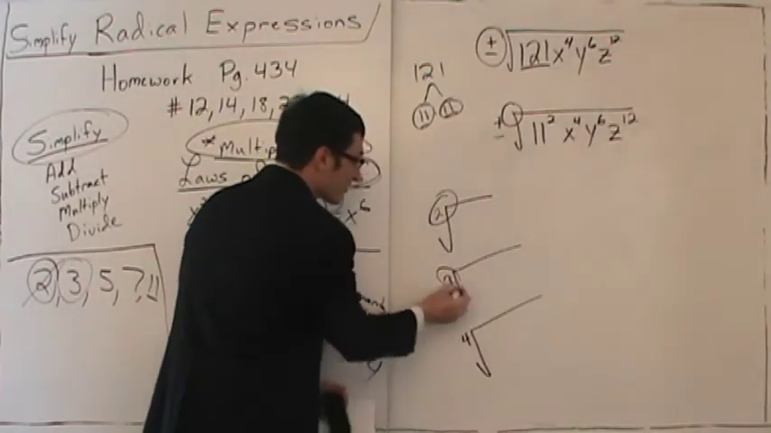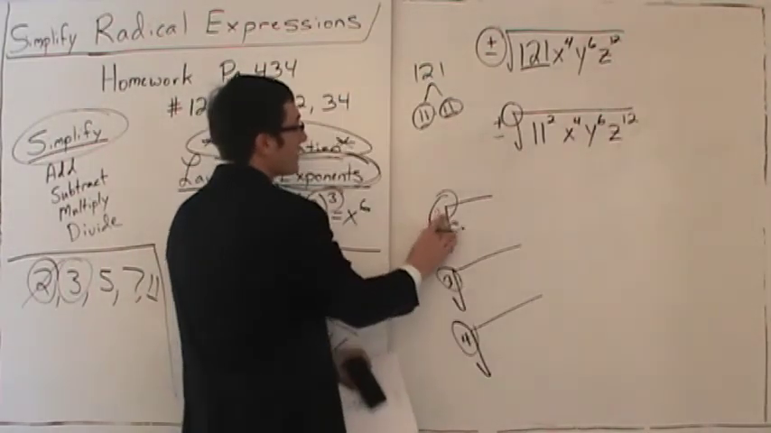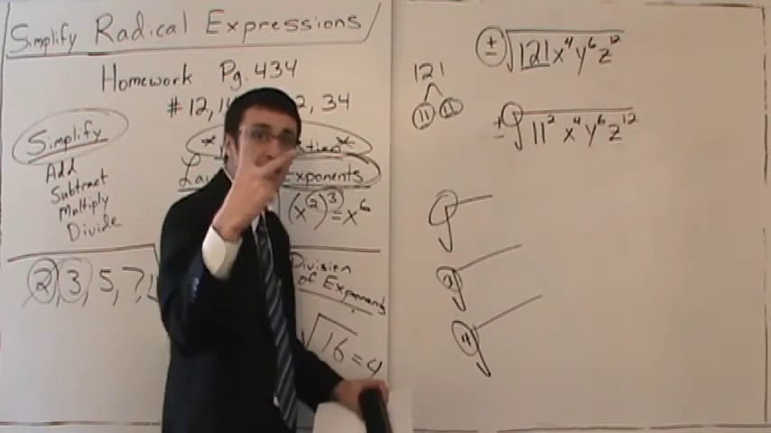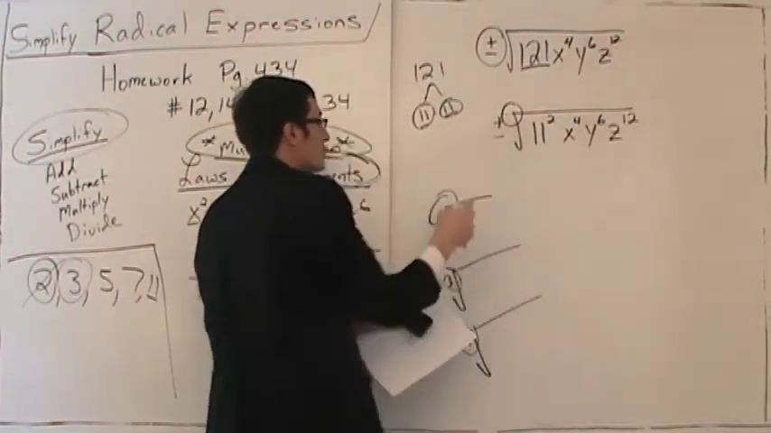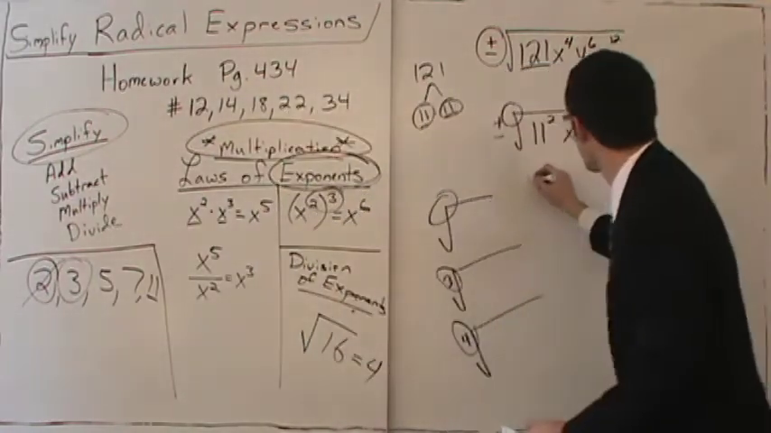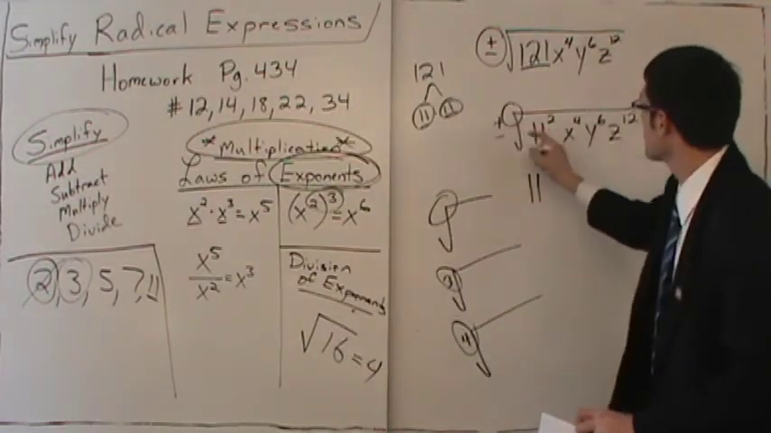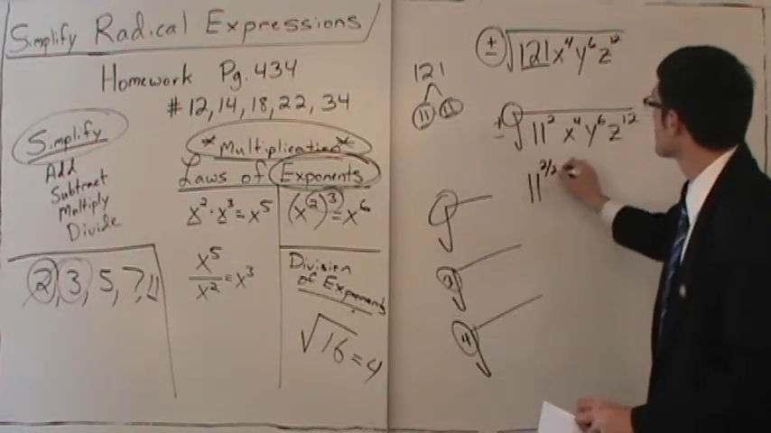Here we're dividing by 3. Here we're dividing by 4. If the number is unwritten, what are we dividing by? We are dividing by 2. So what are we dividing all of the exponents by? We are dividing by 2. Now, so we're going to write 11 to the what? 2 divided by 2.